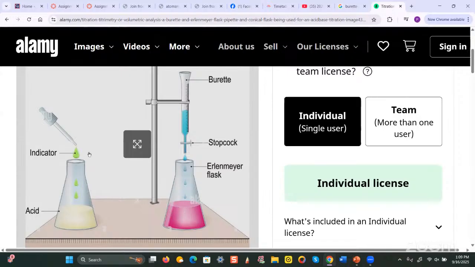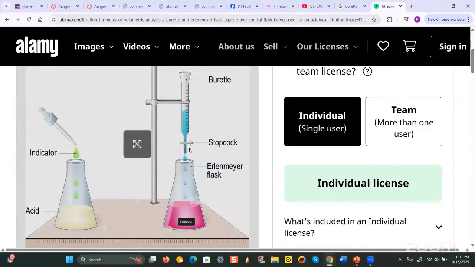And then you're going to add your indicator, right? The indicator is basically a dye which takes on a color depending on the acidity or basicity of the solution, right? The indicator that you'll be working with is a dye called phenolphthalein. Phenolphthalein is colorless in acid and pink in base, right? So when you add your indicator to your acid solution, it's going to be colorless, right? You're going to place it under your burette and take your initial reading, right?